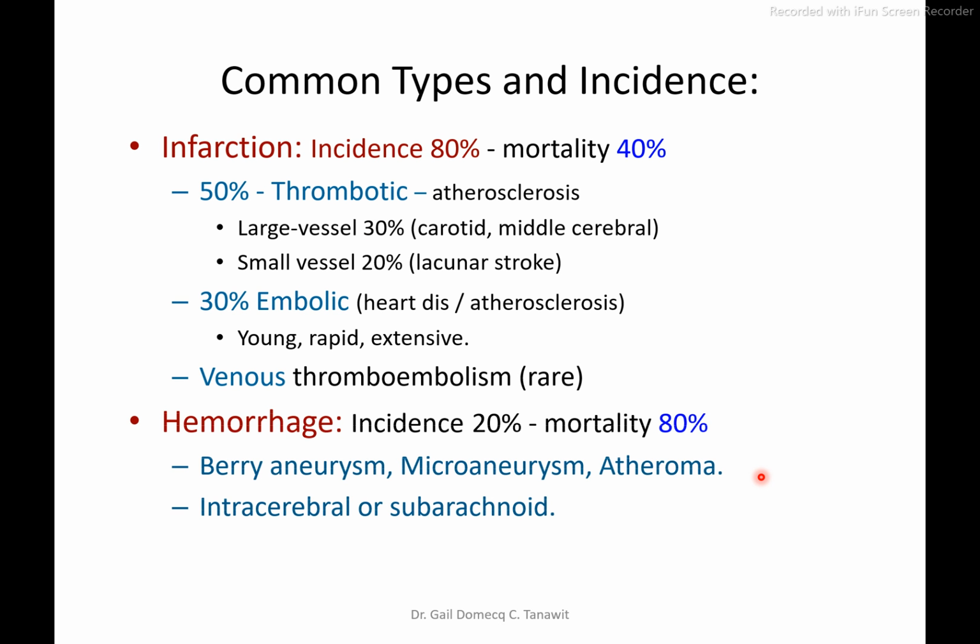So for infarction, the incidence is, we have infarction type and hemorrhagic type. For the infarct, ito yung may bumara. So mayroong thrombus, can be thrombotic, secondary to atherosclerosis. Example, large vessels are commonly affected, 30% of which in the carotid and the MCA, middle cerebral artery. For small vessels, usually 20%, it's a lacunar type of infarct.